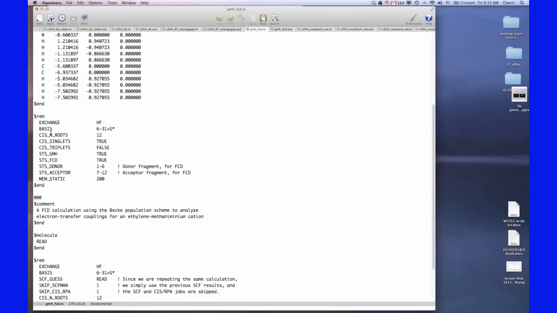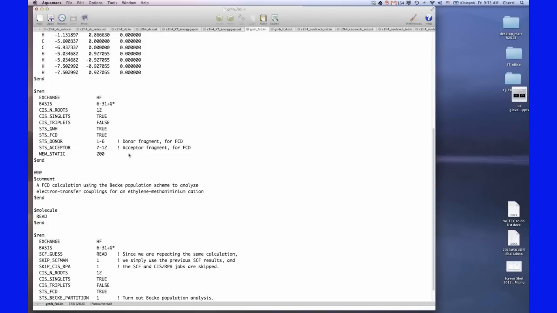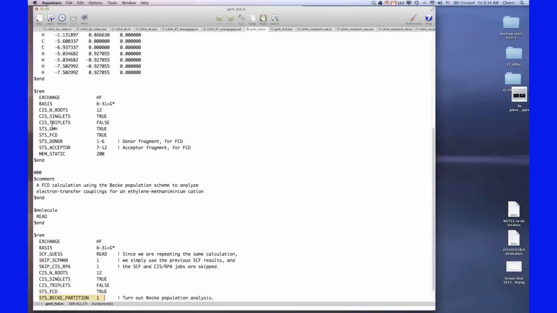Now we are looking at vertical excitation, so we need to turn on CIS. We are going to be interested in singlet states. In the default setting this uses Mulliken population, but you can also set up the same job using Becke population. You have to use this keyword. Most other things are the same.